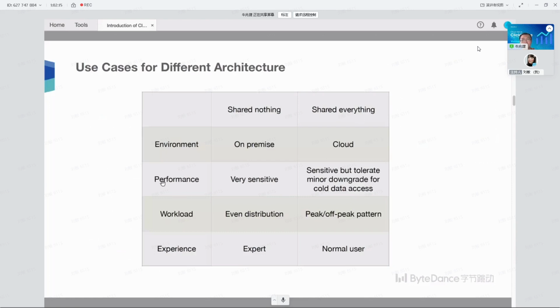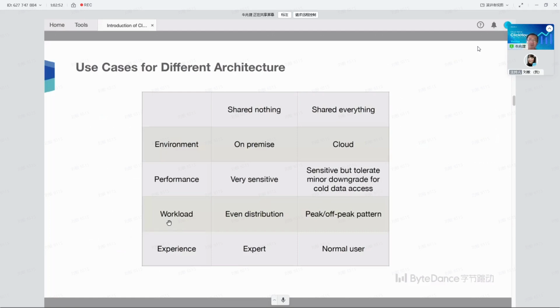The second dimension is performance. I already mentioned that shared nothing has extremely good performance, so if you are very sensitive to performance, you should consider this one. But shared storage doesn't mean it lacks good performance. You can still have good performance, but for cold data access you must tolerate some minor downgrade. This is also a challenge, and I will introduce how we improve it later.